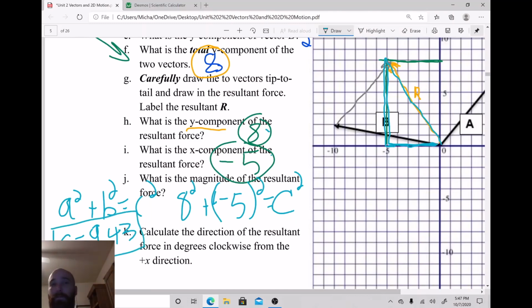Cool, so we did the math for it. And again, what that boiled down to was find the x's, find the y's, combine them individually, and those are our two components. Which, when you look at the geometry, you end up with this nice right triangle.